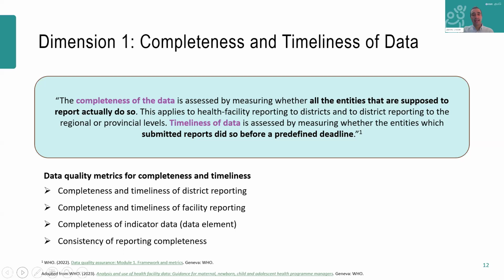And when we're looking at completeness and timeliness, we also look at the completeness of individual indicator data rather than just did this facility or district report. We also look to see what percentage of data elements for specific indicators are reported and that are reported with non-zero or non-missing values.